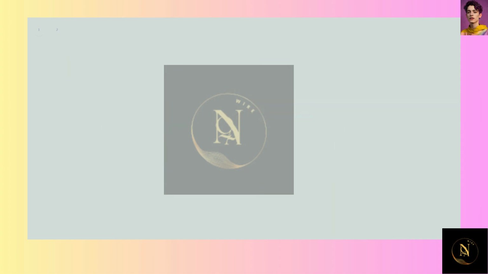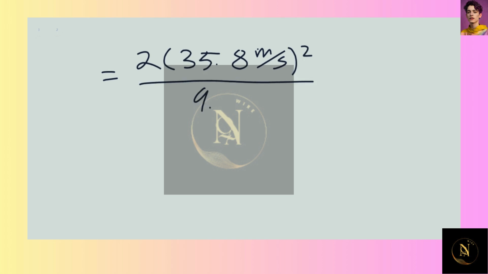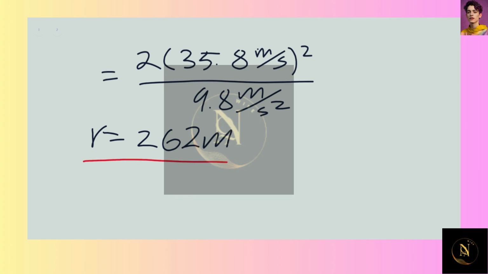And since we know v squared and g is just a constant, we can now plug in our numbers that were given and solve the problem. v is 35.8 meters per second, and g is, of course, 9.8 meters per second squared. And when we solve this, we find that r is 262 meters, the solution to this problem.